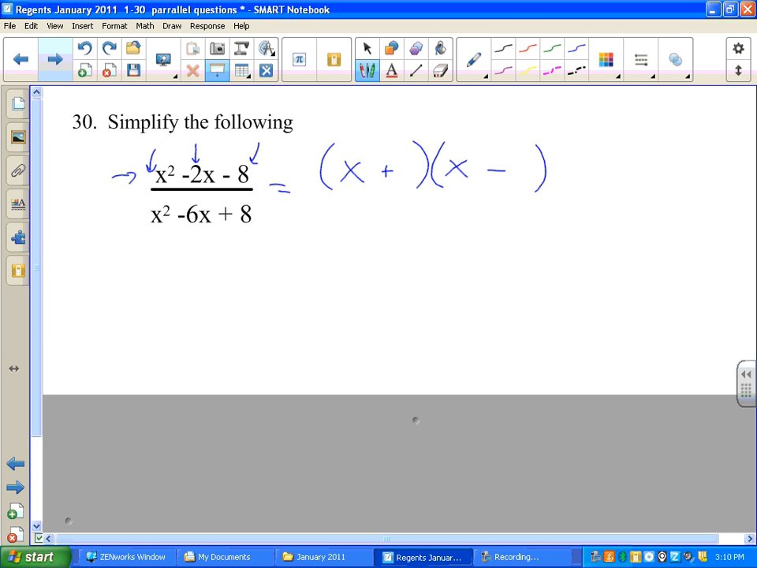What 2 numbers multiply to be -8 and add up to be -2? What 2 numbers multiply to be +8 and add up to be -6? What can I eliminate? You can only eliminate things that are being multiplied by each other.